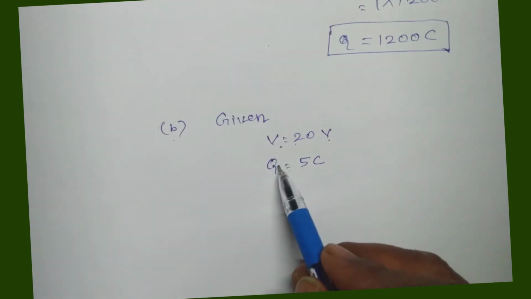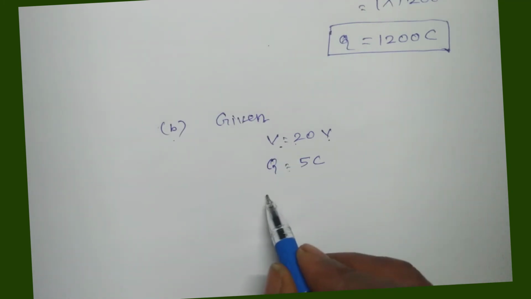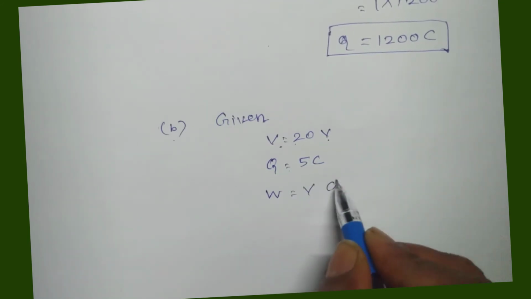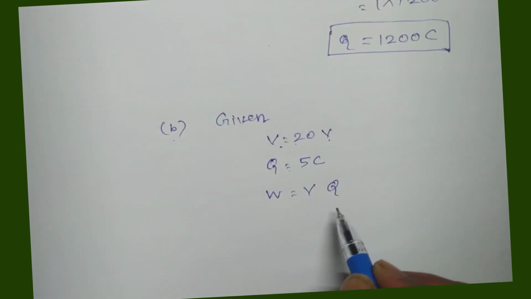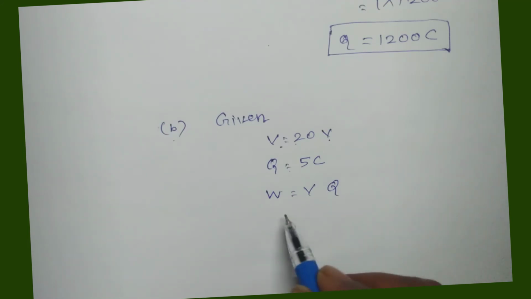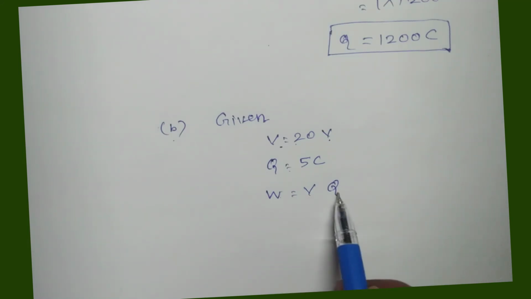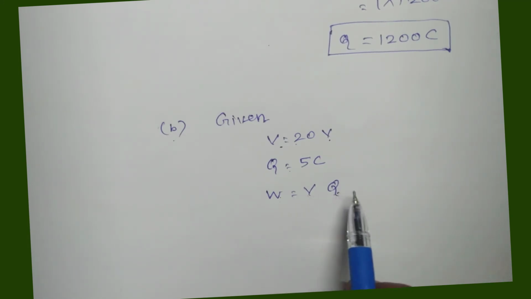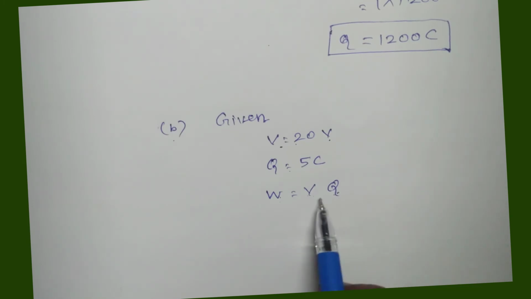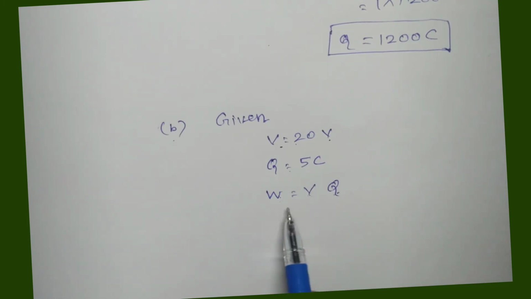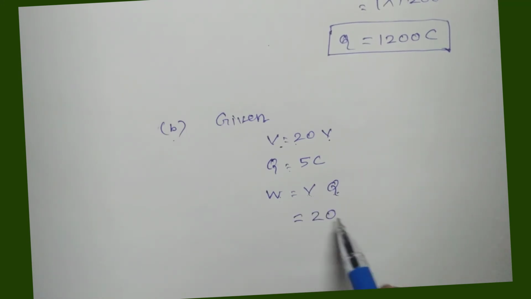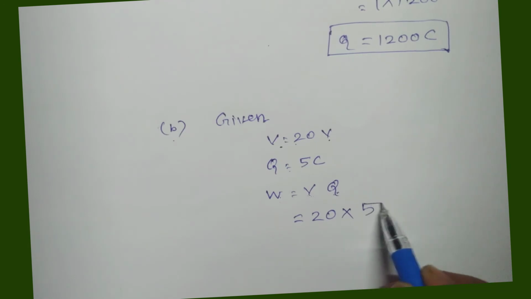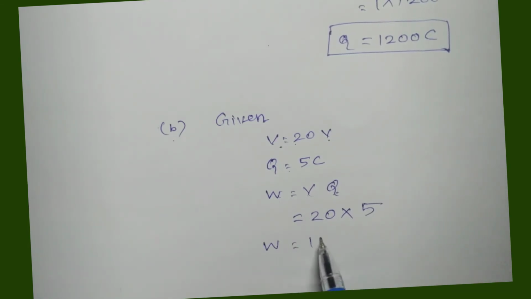Since we have V and Q, remember the equation, work done is equal to VQ. A simple mnemonic for remembering the equation shortly: work very quick. Work should be done very quick. Work done is equal to very quick. If you do the work very quick, then it will be useful to you, is it not? So W is equal to V into Q. Substitute the value of V, 20, into Q, which is 5. Then W is equal to 100 joule. This is the answer.